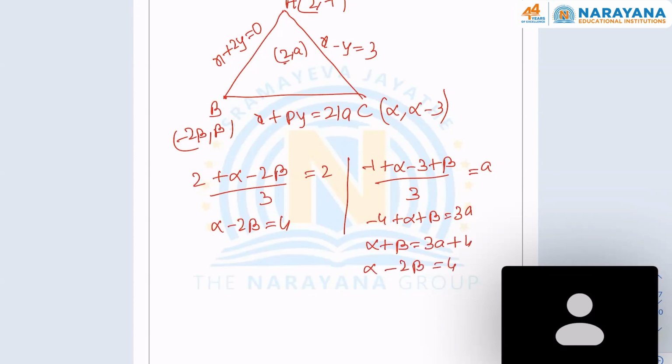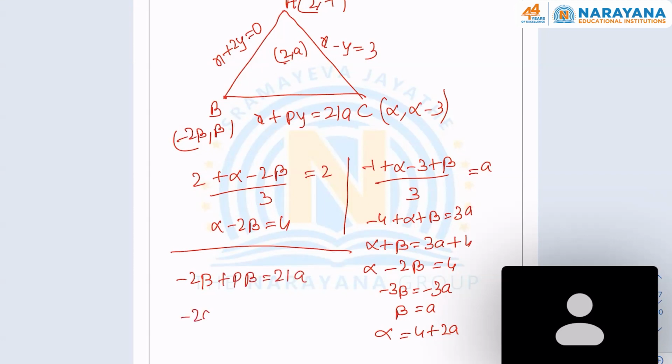Now I will subtract these two equations. You will get 3 beta is equal to 3a. So beta is equal to a, and alpha is equal to 4 plus 2 beta. So it is equal to 4 plus 2a. Now this point minus 2 beta comma beta lies on the line x plus py is equal to 21a. So I will substitute the point B in the equation of the line BC. Minus 2 beta plus p into beta is equal to 21a. So minus 2a plus pa is equal to 21a.